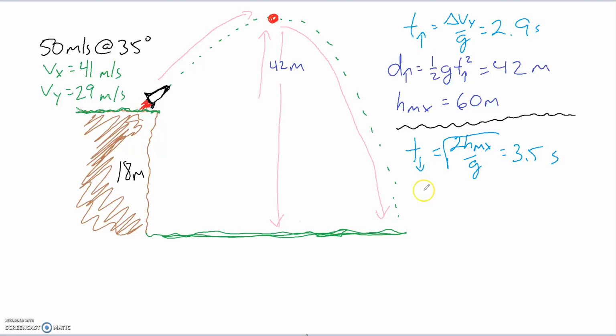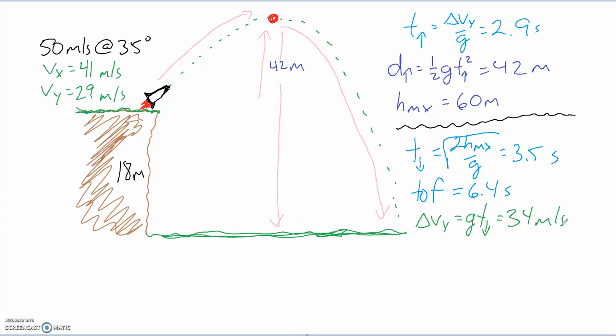Now that I have my 2 times, that means my total time of flight will be approximately 6.4 seconds. Now, using my time down, I can also then find out how fast it's going on the way down at the very bottom. So my change in Vy on the way down would be gravity times the time down. And if I do that, I realize it reaches approximately a speed of 34 meters per second going down during the second part of the situation.